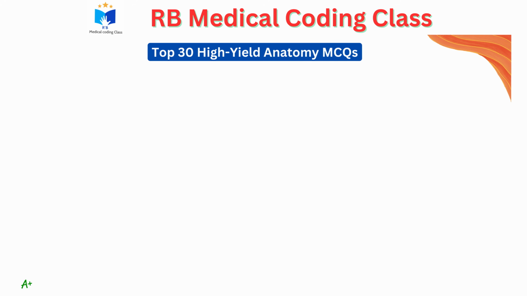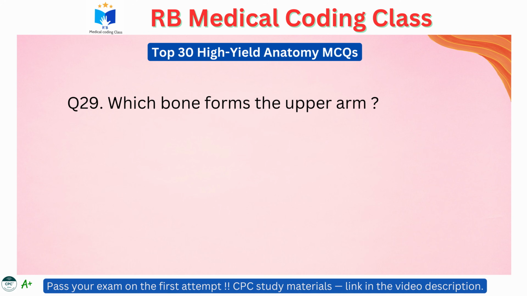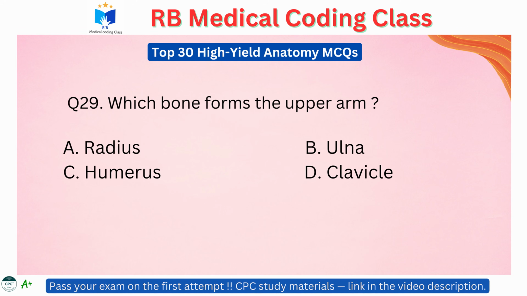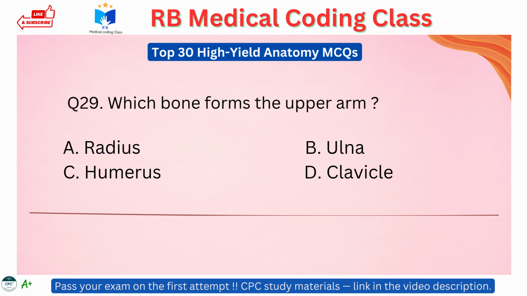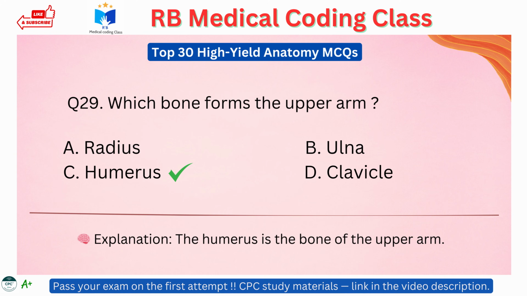Question 29. Which bone forms the upper arm? A. Radius. B. Ulna. C. Humerus. D. Clavicle. Answer. C. Humerus. Explanation. The humerus is the bone of the upper arm.